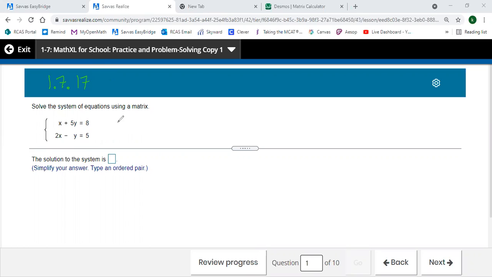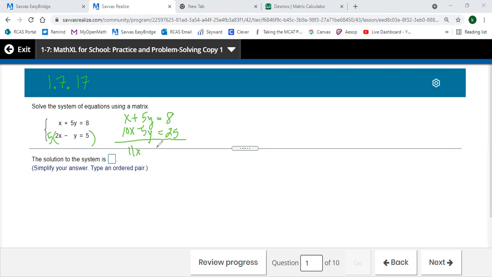So let's first talk about what we would maybe be able to do for solving it by hand. If I went like x plus 5y equals 8, let's say I wanted the y's to cancel. So I'm thinking about multiplying the second one by a 5. So I'd have 10x minus 5y equals, multiplying by 5, 25. And now if I add these together, that's 11x.